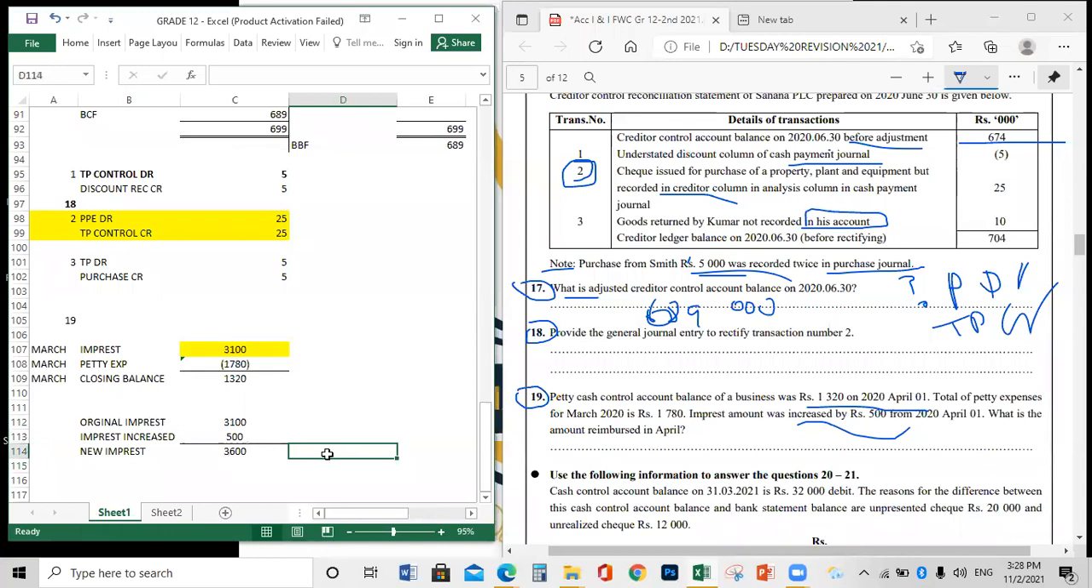They can ask you a question about the new interest value rather than asking you the reimbursed amount. Now see, guys, the new interest is 3,600.